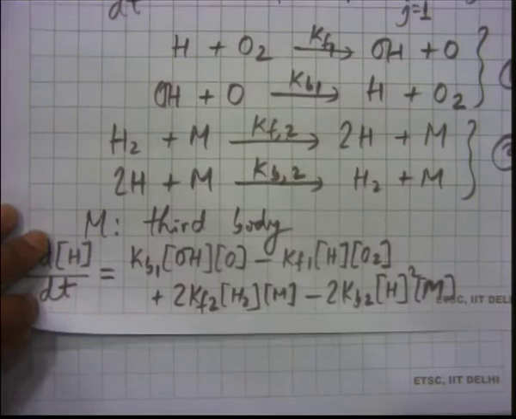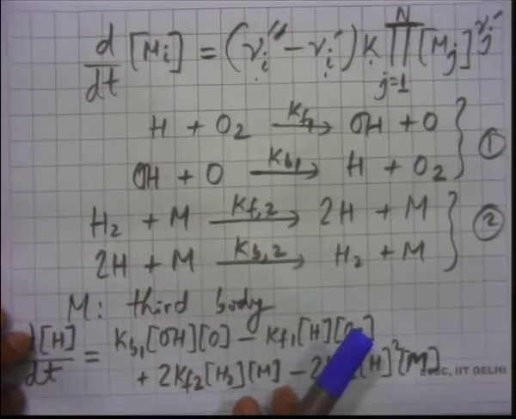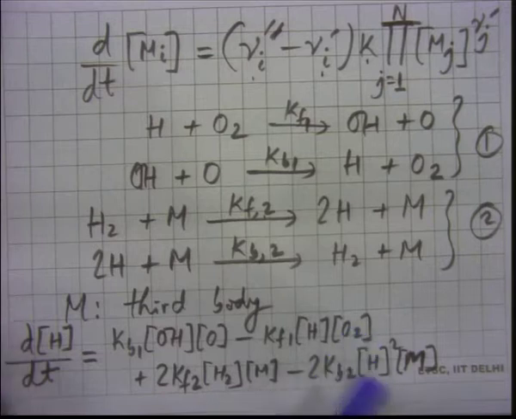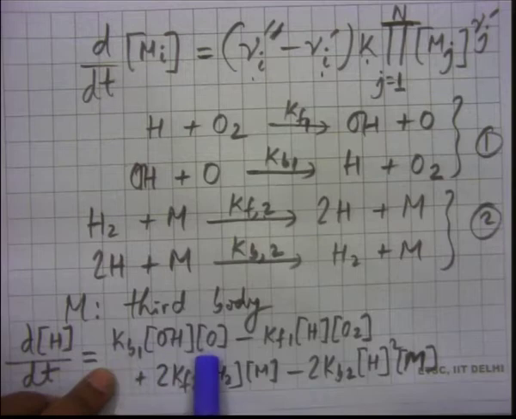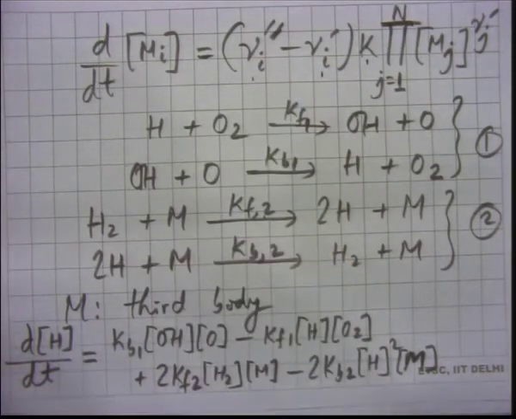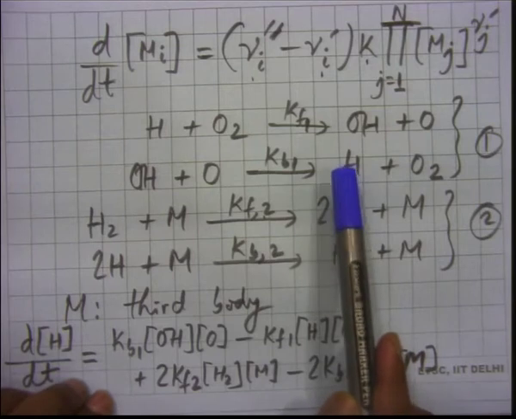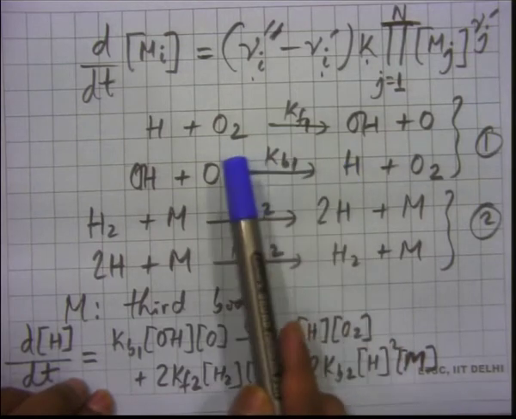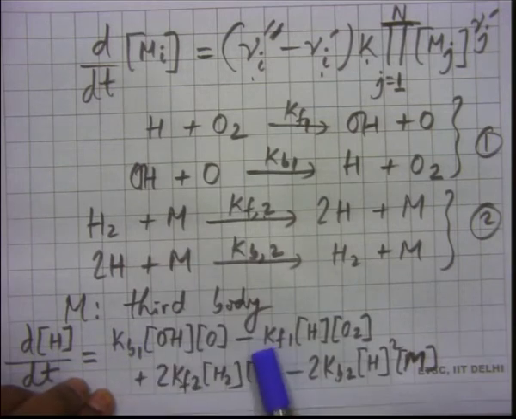So, if you look at the expression, the first one, Kb1 into OH into O, is positive, because this must have come as plus 1. For H it is 1 on the right hand side, 0 on the left hand side. So, that is why it must be positive here. So, there is a negative sign here for the forward reaction.